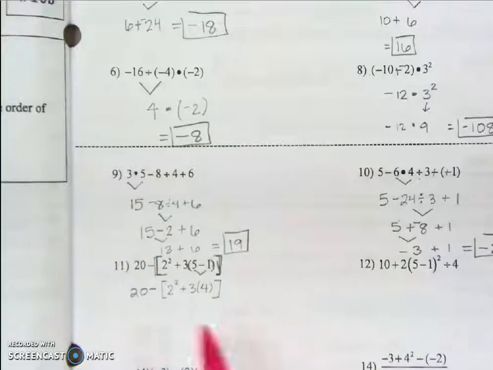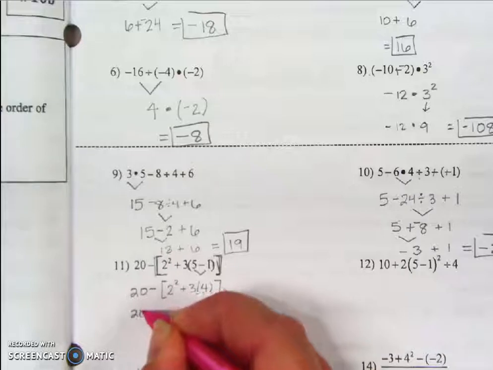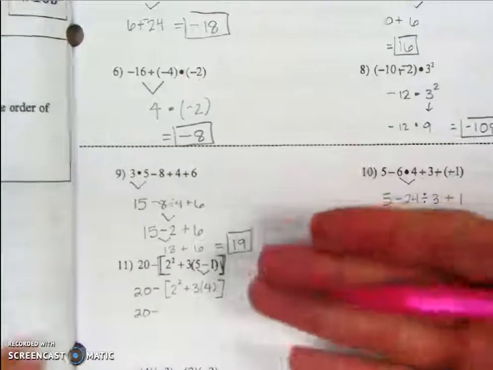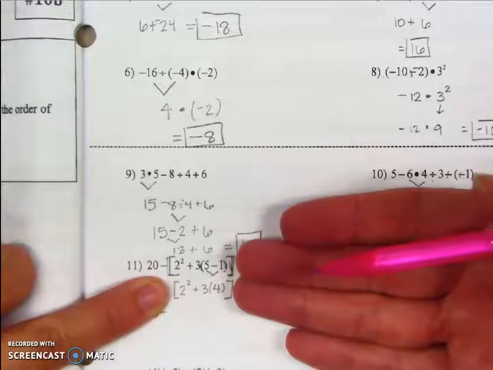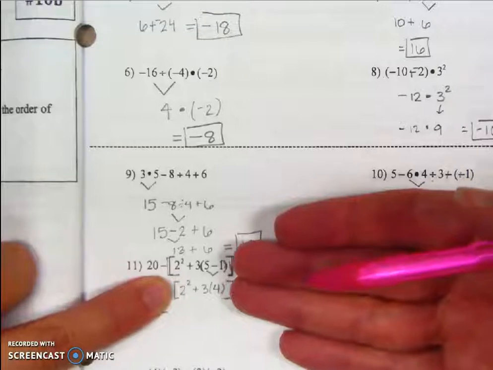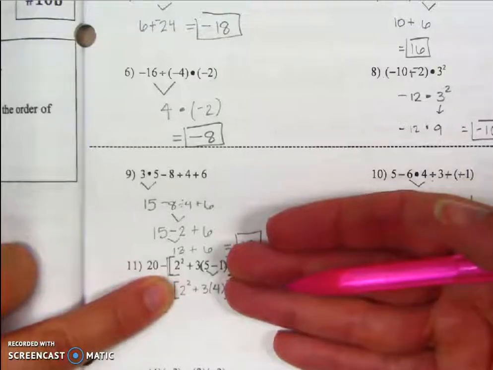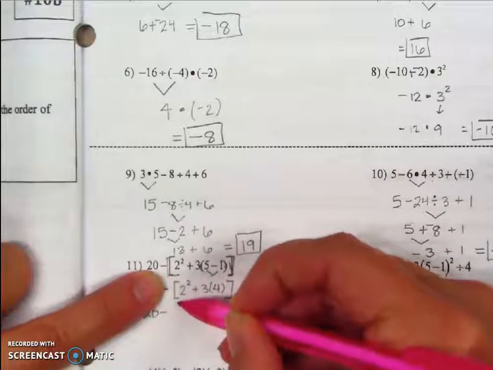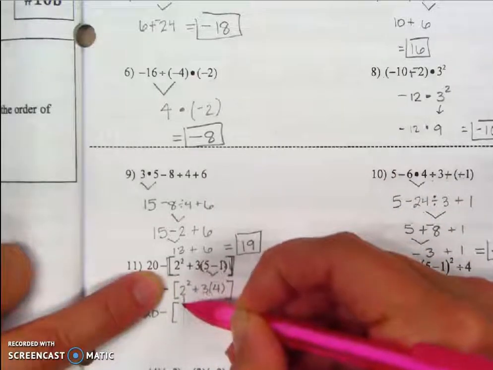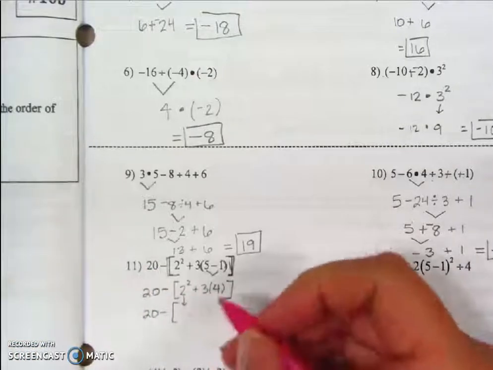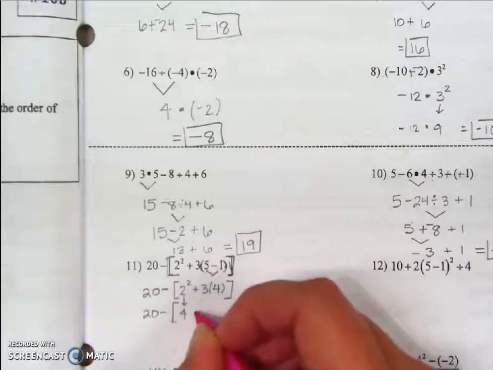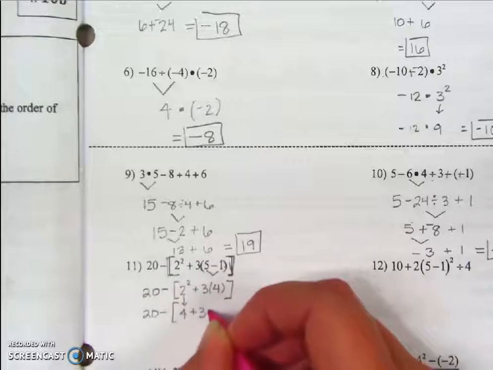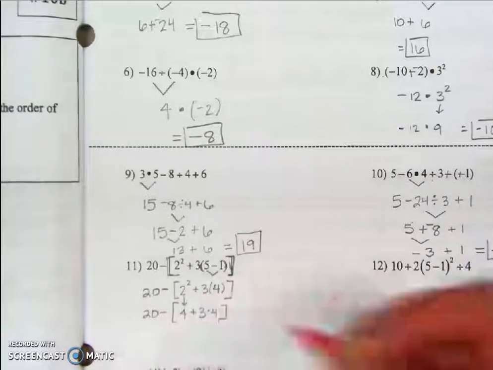Okay, so I've worked that one out, but I still have this big group, this big set of parentheses. So again, I'm completely ignoring what's outside it. I'm just going to bring it down, 20 minus. And now when we zoom in on this, inside this bracket, we have 2 squared, and we have plus, and we have 3 times 4. In that set, the first thing that needs to happen is the exponent, the 2 squared. So I'm going to bring down this bracket. I'm going to figure out 2 squared. 2 squared is 2 times 2, which is 4. I'm going to bring down my plus, bring down my 3 times 4, and bring down my bracket.